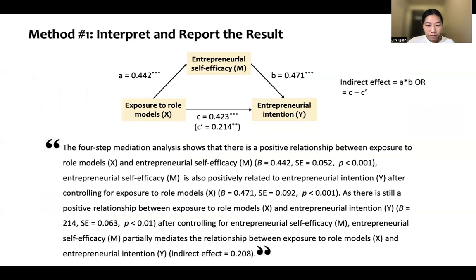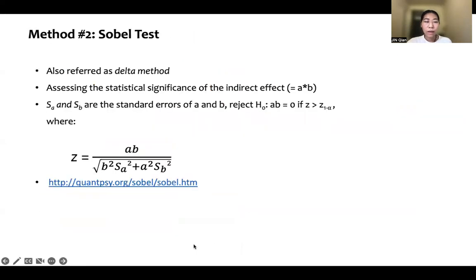And as we just said, by using the 4-step mediation analysis, you cannot estimate the significance level of the indirect effect, right? So that's why we have method 2, the Sobel test. The Sobel test, we also refer to this as the delta method, and we use this to assess the statistical significance of this indirect effect, the product of A and B.